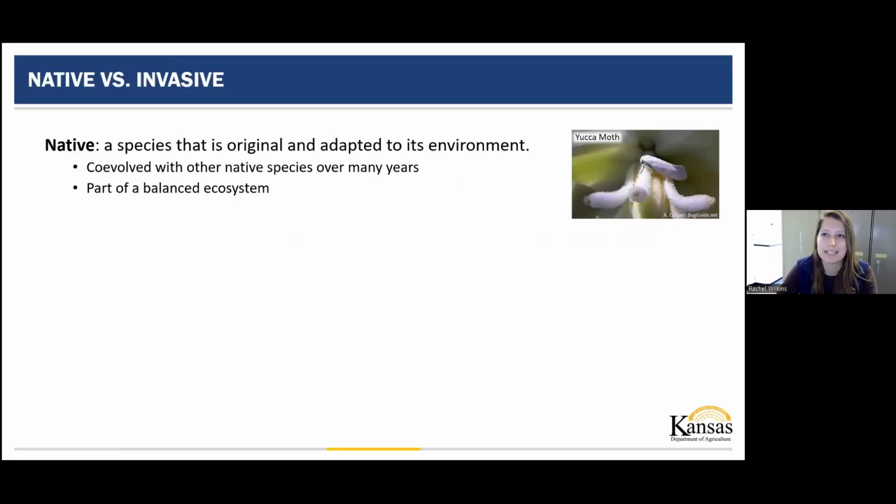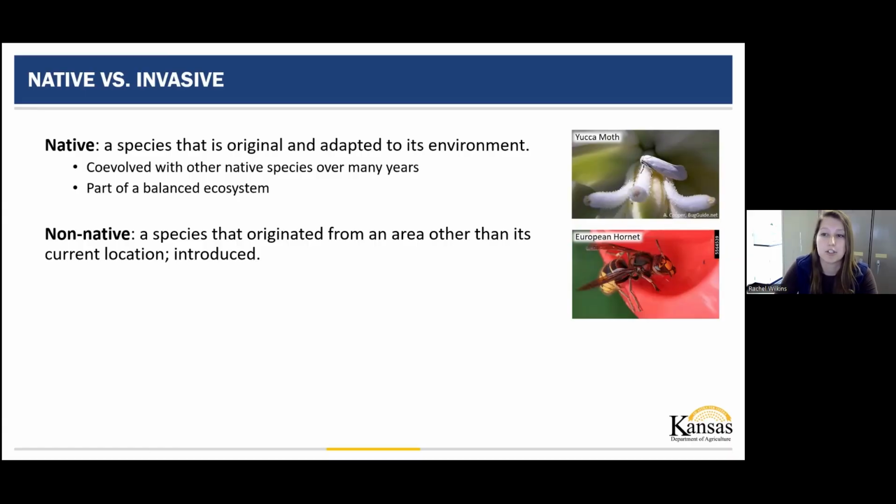So before I begin, I do want to go over a couple of terms that I'll be using during this presentation. Those are the terms native versus invasive. A native species is one that is original and has adapted to its environment over many, many years. It's co-evolved with other native species, and they all kind of work together to create a balanced ecosystem.